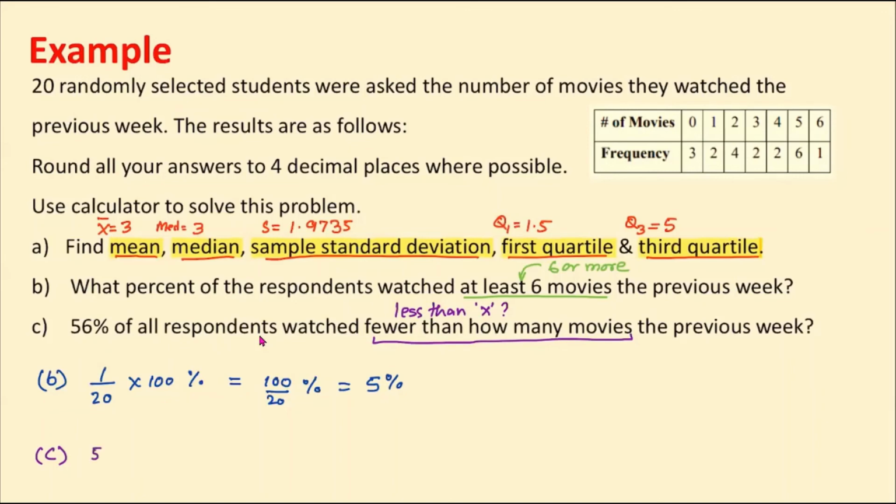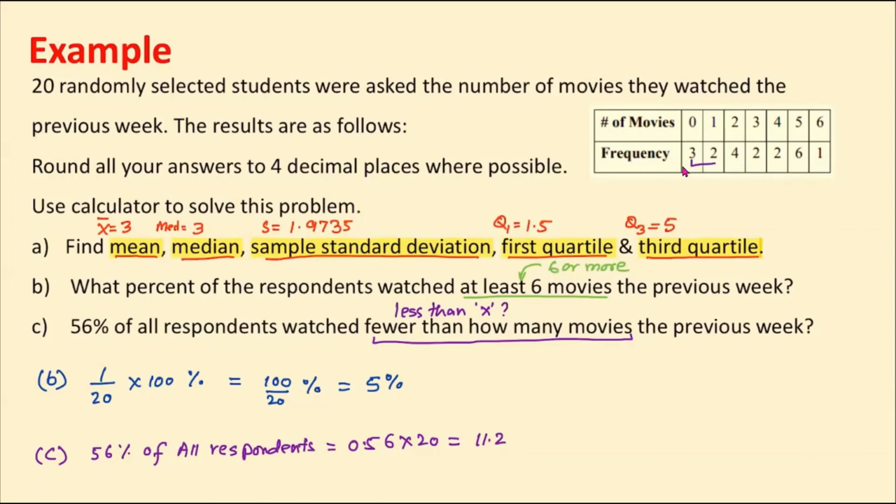When we say 56% of all respondents, the meaning of that is 0.56 multiplied by 20. And if we do that, 0.56 multiplied by 20 will be 11.2. Okay, 56% means 11.2. You can see 3 students watch 0 movies. Now, if we do these two, 3 plus 2, that will be 5. 5 students watch fewer than 2 movies, less than 2 movies, that is 1 and 0.